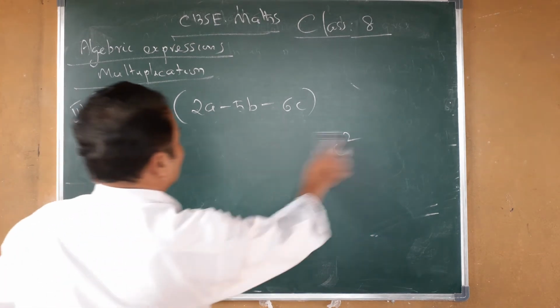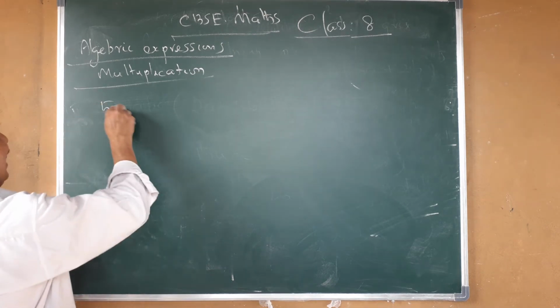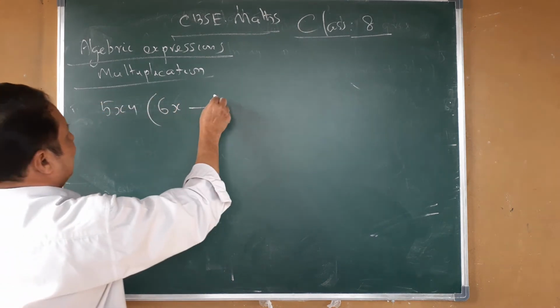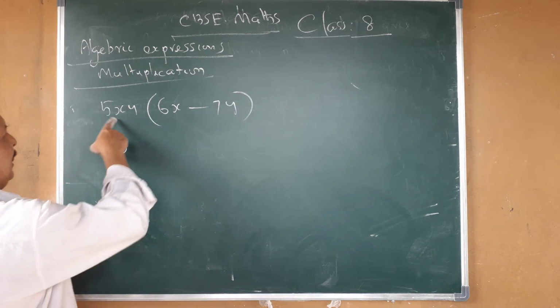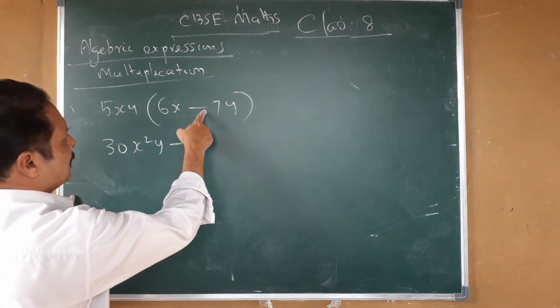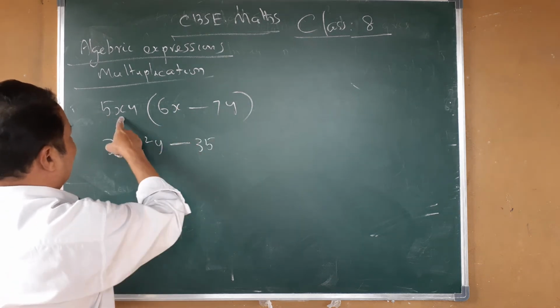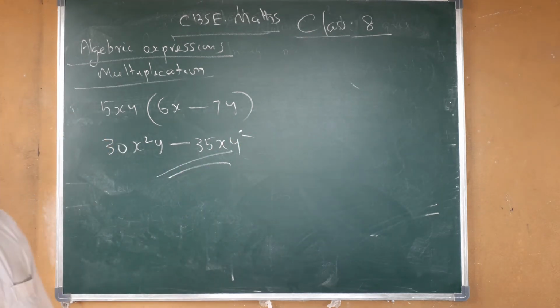One more example. Find the product of 5xy into 6x minus 7y. Are you ready? 5 into 6, 30. x into x square and y. Minus 7 into 5, 35. xy into y square. Is it clear? One more.